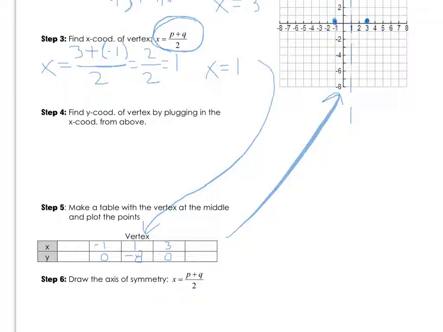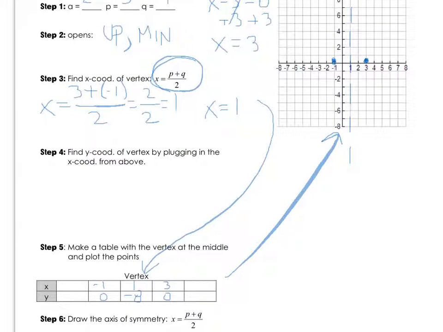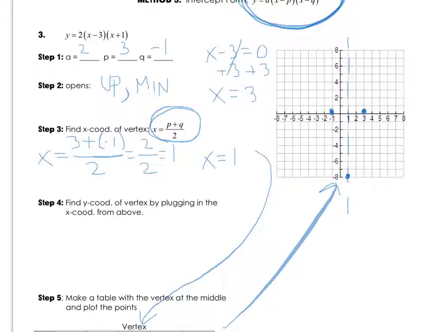You can do the 2 intercepts and then find the vertex, because really the whole reason that you do intercept form is you care about the intercepts. So let's just go ahead and go with what we've got right now. So at 1, -8 is going to be my vertex. And again, this is one of those ones where I'm actually okay with you guys only doing 3 points instead of our usual 5. So this is only with intercept form that you guys can do that.